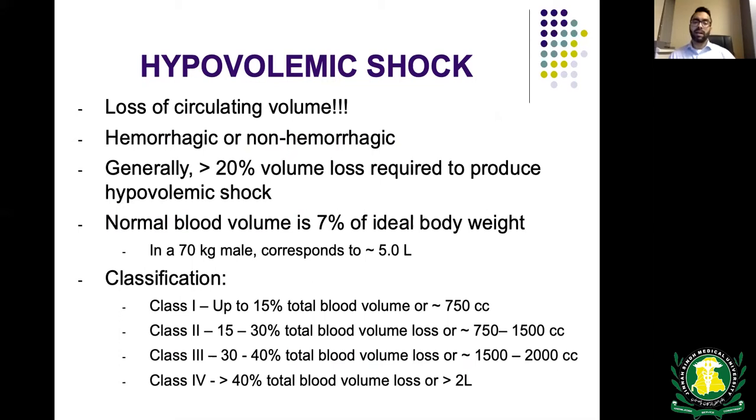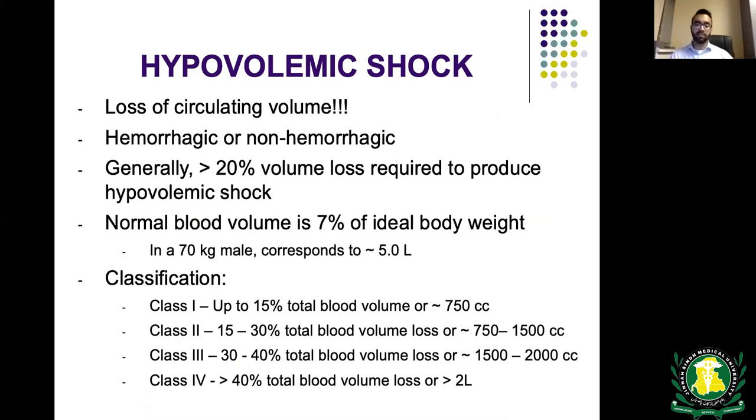Keeping that in mind, there are 4 major classes of shock. And these are some of the numbers you just have to remember. So taking that into context, a 70 kilogram male corresponds to approximately 5 liters of blood volume. Class 1 hypovolemic shock is when you lose about 15% of your total blood volume, or 750 cc.